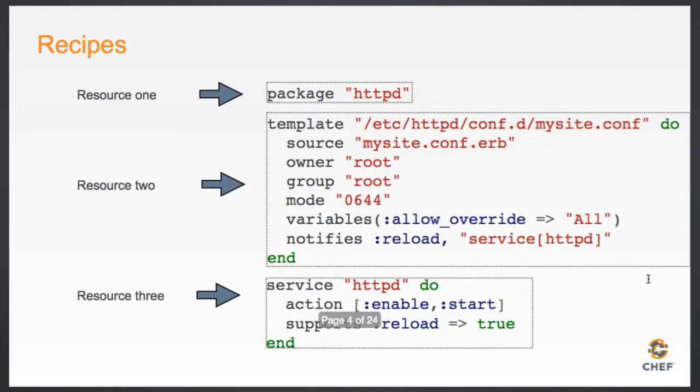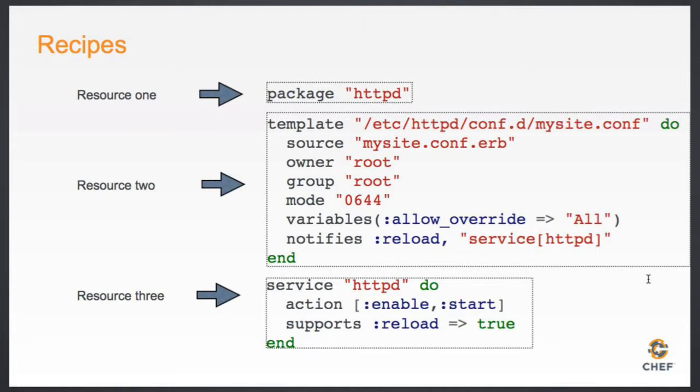Here's an example of a Chef recipe. It's pretty simple. This is installing Apache, the web server. The first resource we have is just the package resource. We're just saying, hey, I need to install the HTTPD package. This is what Apache is called on Red Hat. The second resource is a template. We're doing the configuration file for Apache. So we're using an ERB template. That's a standard Ruby templating format.